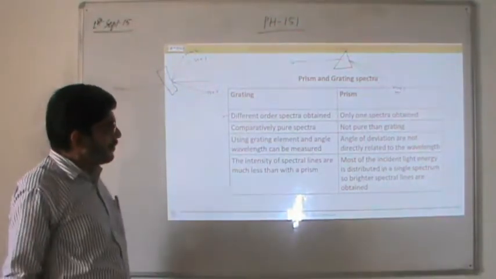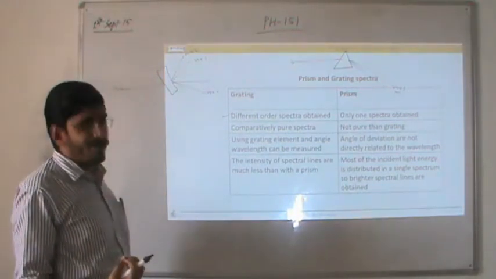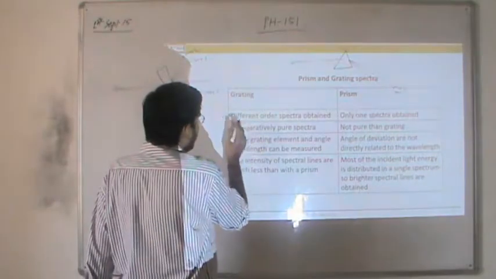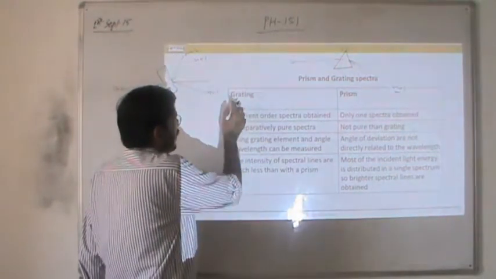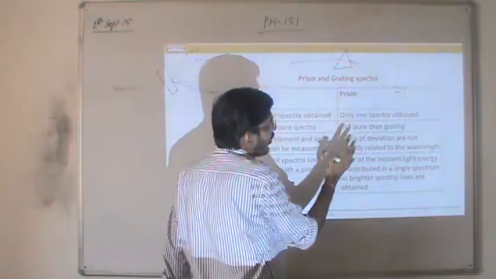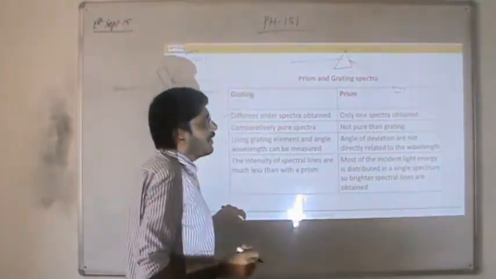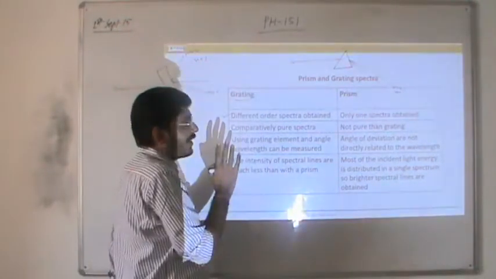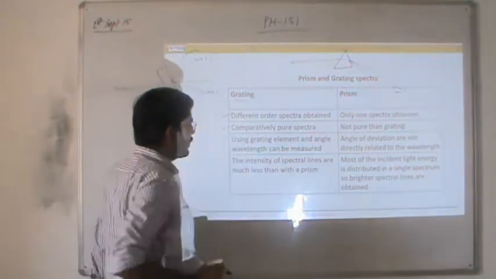Second, we observe a pure spectrum in the grating. The intensity in a grating is pure. Why do we not observe a pure spectrum in a prism? It is pure in comparison to a grating. So this is the second difference.